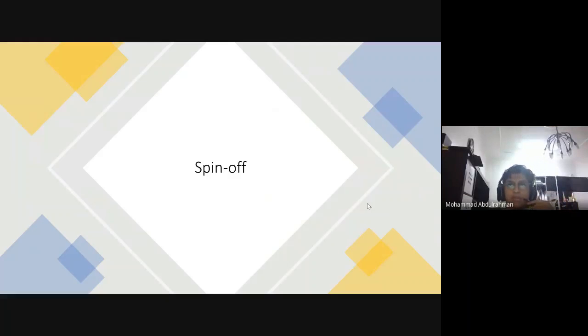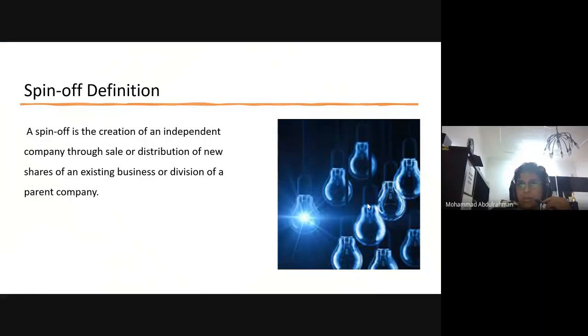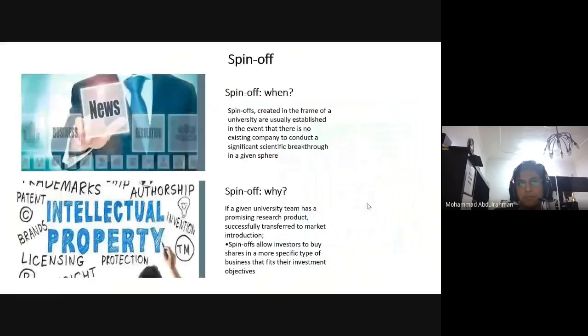A spin-off. The spin-off definition is the creation of an independent company through a sale or distribution of new shares of an existing business or division of a parent company. When a spin-off happens, spin-offs created from a university are usually established in the event that there is no existing company to conduct a significant breakthrough in a given sphere. And why spin-off? If a given university team has a promising research product successfully transferred to the market, a spin-off allows investors to buy shares in a more specific type of business that fits their investment objectives.